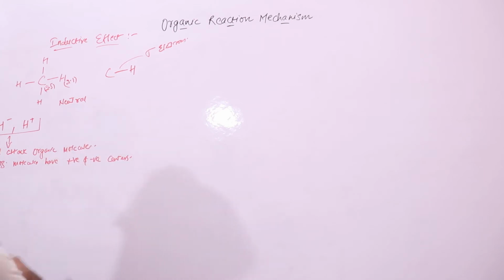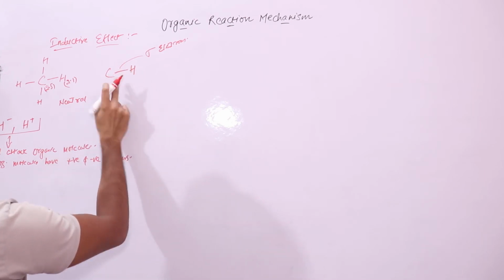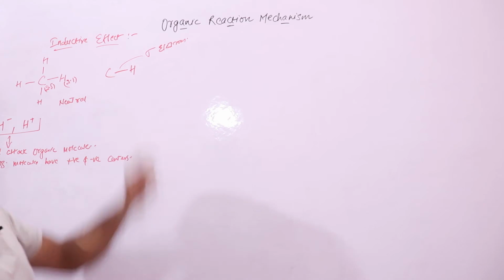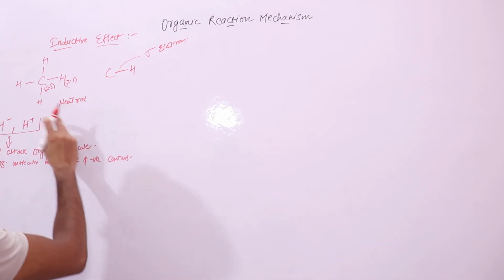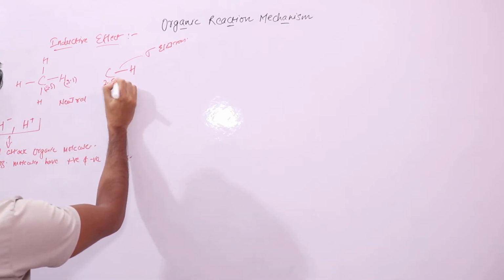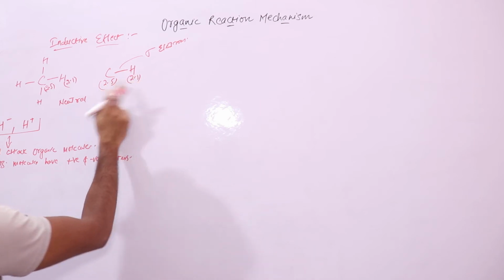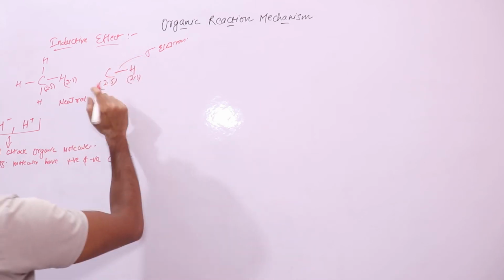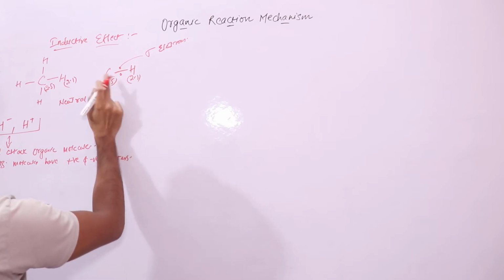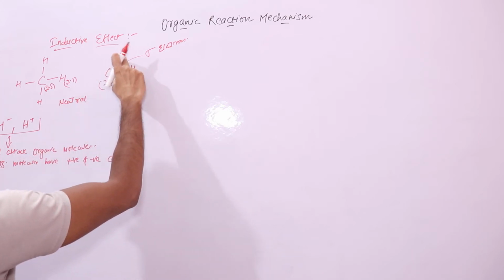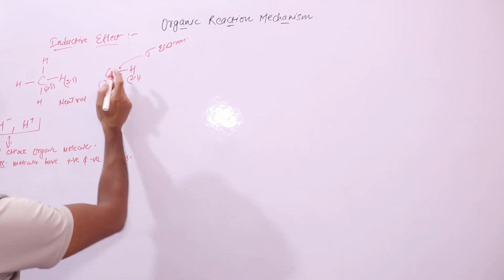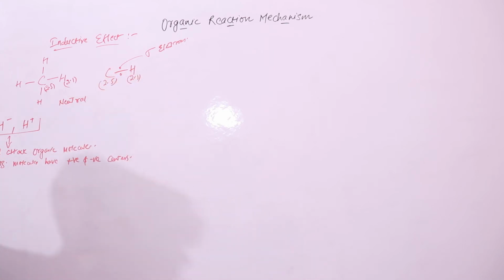So here this CH bond consists of sigma electrons. Since the electronegativity difference is very small between carbon and hydrogen, the sigma electron pair forming this bond is almost in the center. So no charge on carbon or hydrogen.